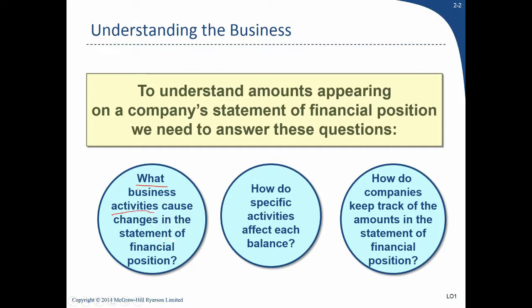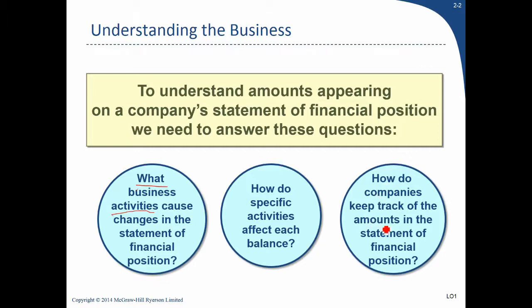What business activities cause changes in the statement of financial position? So remember, the statement of financial position shows our assets and our liabilities. What sort of transaction might impact the statement of financial position, okay? How do these activities affect each balance? We're going to go in detail to understand these transactions.